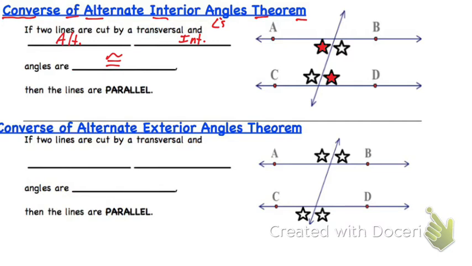Okay. Converse of alternate exterior angles theorem. Same thing, except it says exterior. Conv of alt ext angles thm. And Seth made a good point here. This is probably going to be the same thing, except for it says exterior instead of interior, right? So go and write down the title for the section if you haven't already.